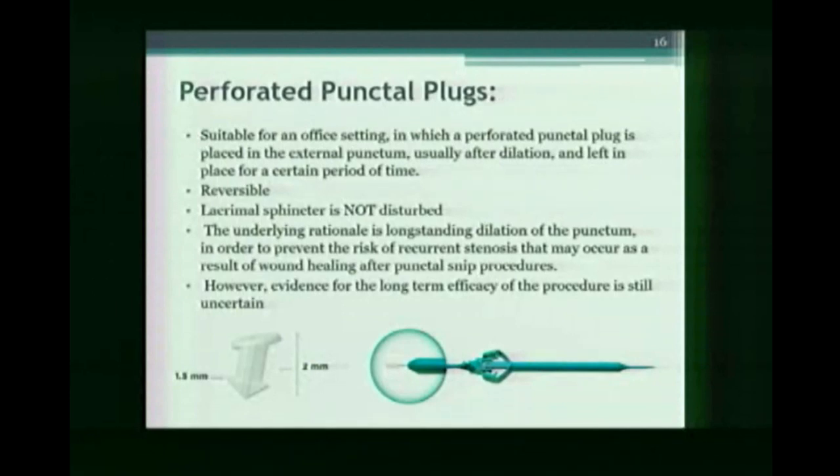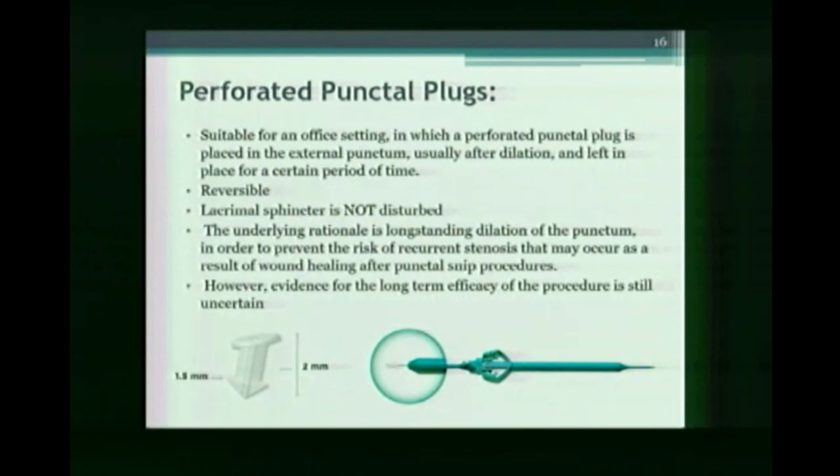For the non-surgical treatment of punctal stenosis, the perforated punctal plugs are usually easily suitable. It's an office procedure. It's reversible. It's usually well tolerated by patients, and the advantage is that the lacrimal sphincter is not damaged or disturbed. The rationale, logically, is long-standing dilatation of the punctum to prevent recurrence of the stenosis. However, the evidence of the long-term efficacy of this method is still uncertain in the literature.